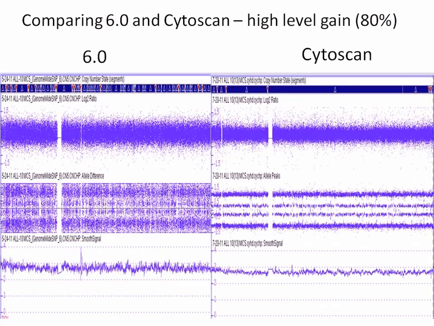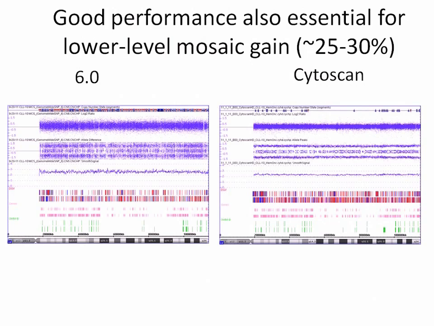And it's also true on the gains. So here's a gain at a high level. Again, you get the four tracks as you would expect and the elevation on the smooth signal, but it's much cleaner, much easier to feel confident in on CytoScan. And it's also important for low level gains. Hard to see the track opening up in the middle on 6.0, easy to see the track opening up in the middle on CytoScan, cleaner.